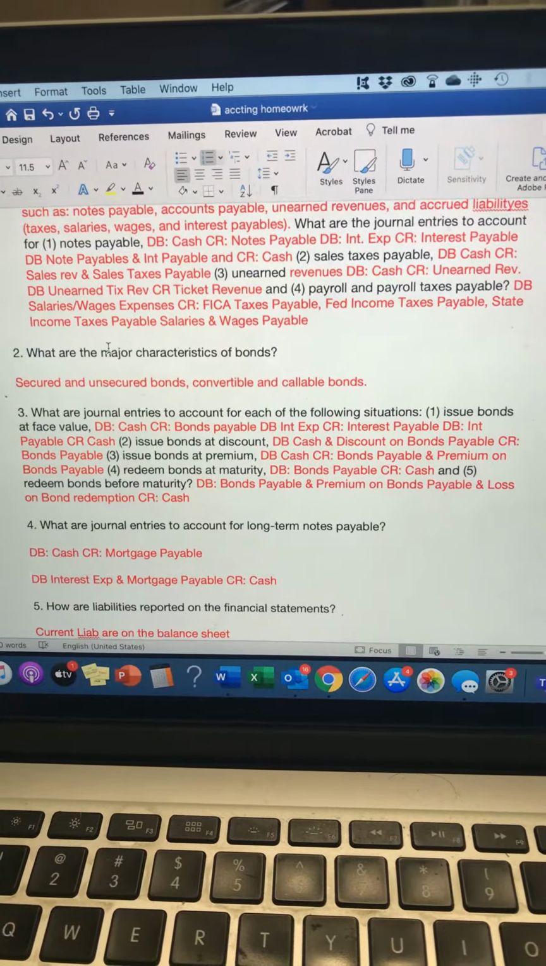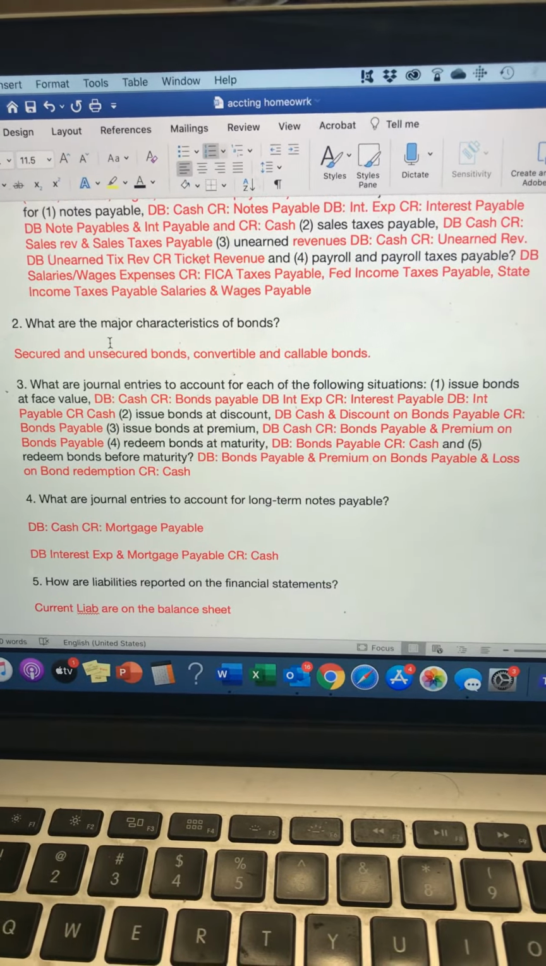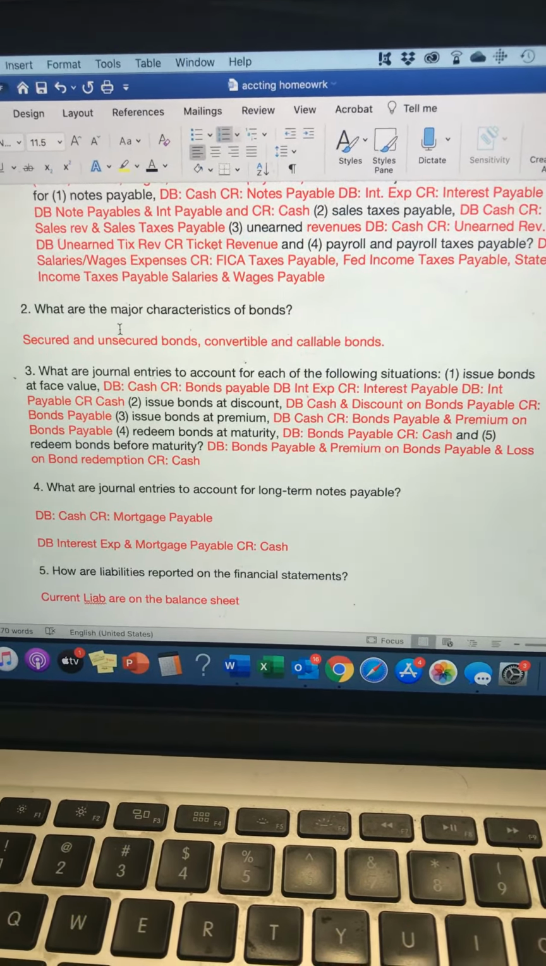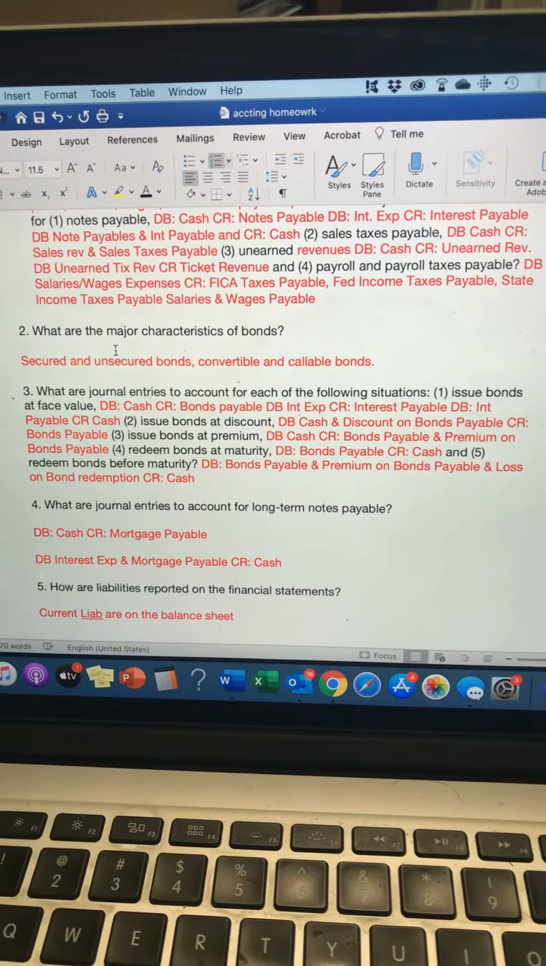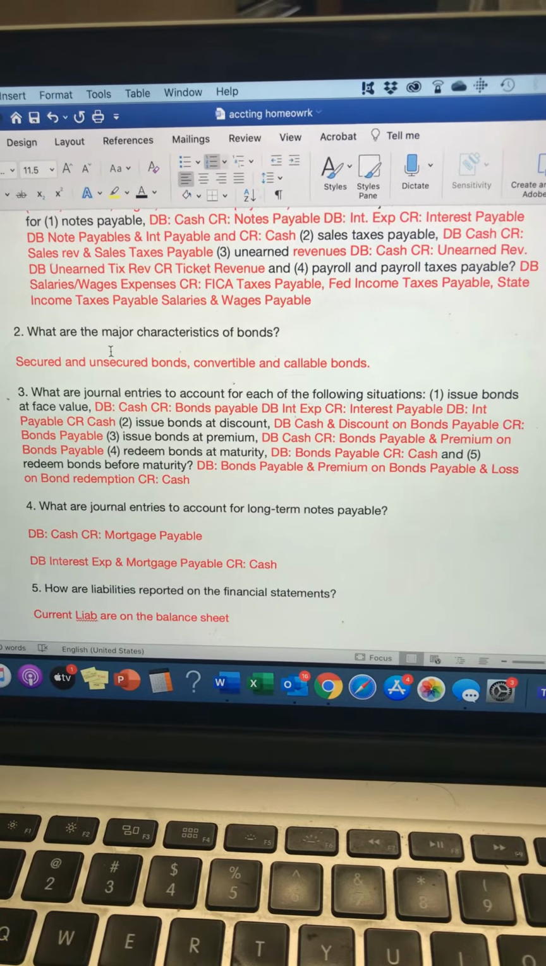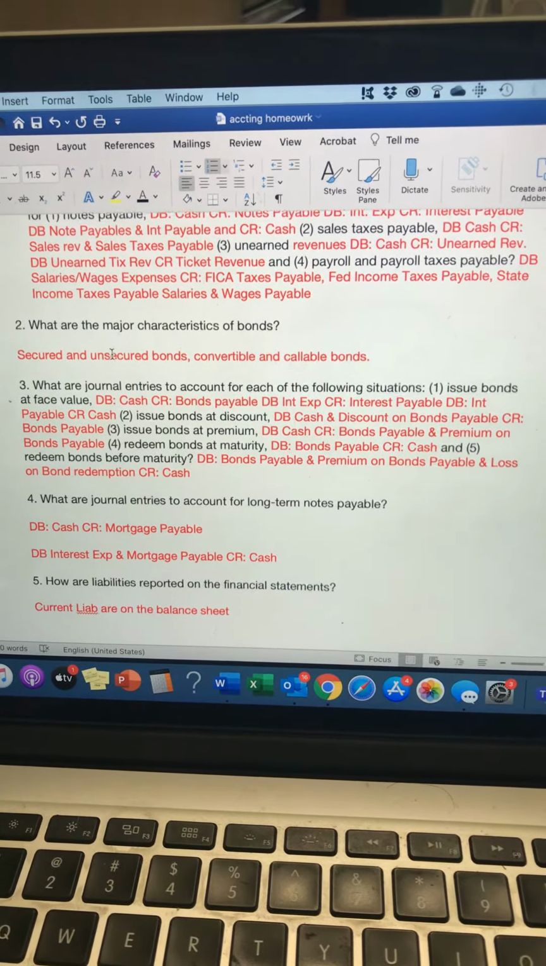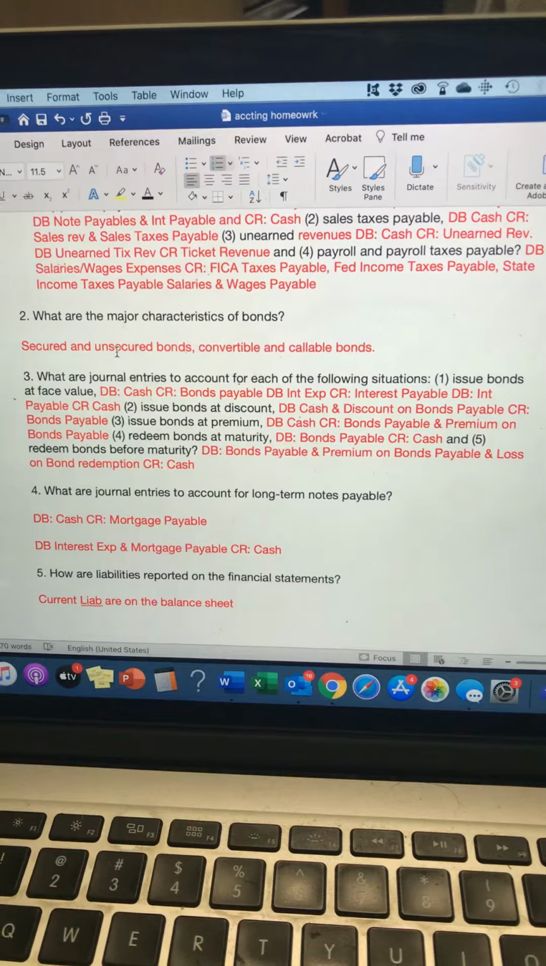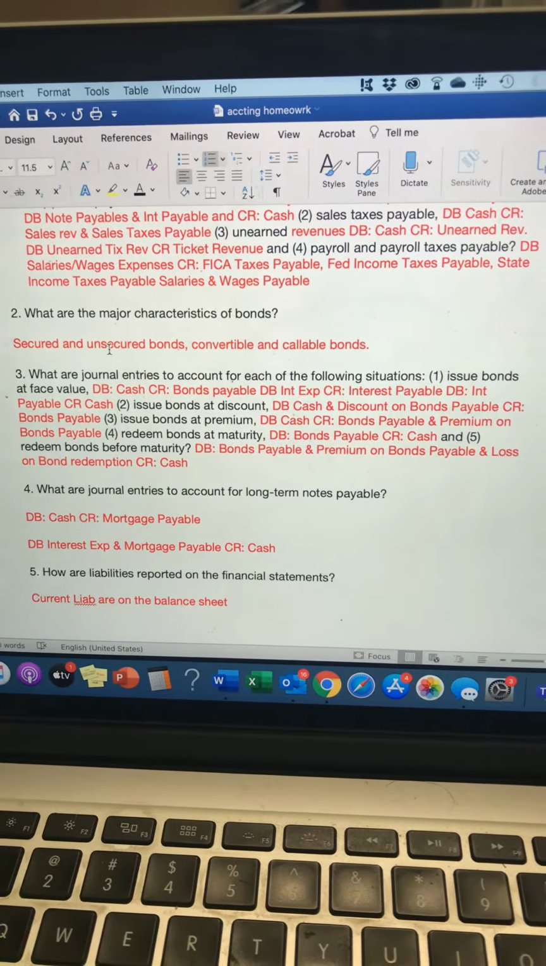The journal entries are, for a note payable, you debit cash, credit note payable, and then at the end of the month you debit interest expense and credit interest payable, and then you debit notes payable and interest payable and credit cash. For sales tax payable, you debit cash, credit sales revenue and sales tax payable.